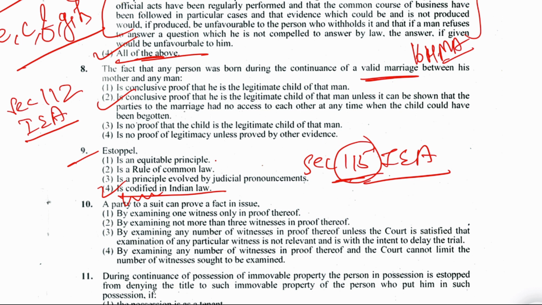The right answer is option number 3, and it is mentioned where? Section 134 of Indian Evidence Act. And section 134 talks about what? Number of witnesses.